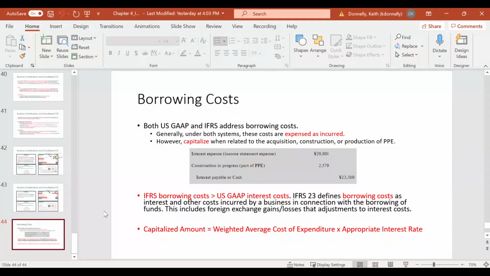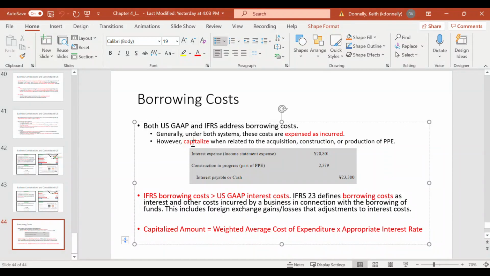In short, the capitalized amount here, if you're going to capitalize it, when we're looking at acquisition, construction, or production of PP&E, is going to be the weighted average of the cost of the expenditure times the appropriate interest rate.